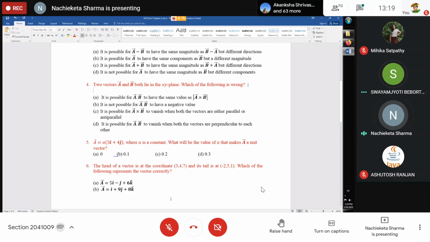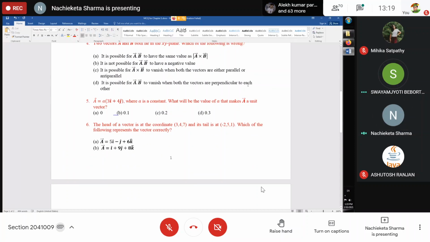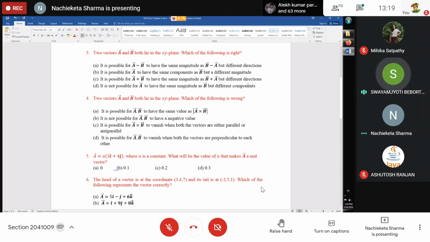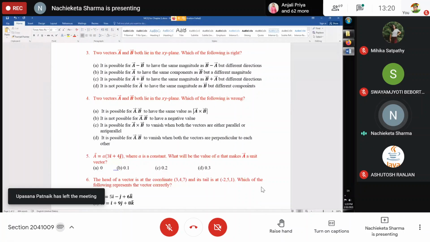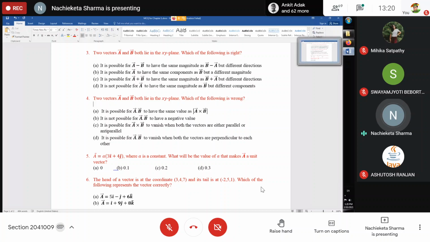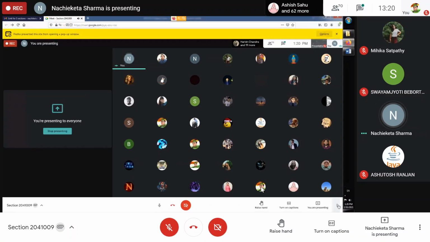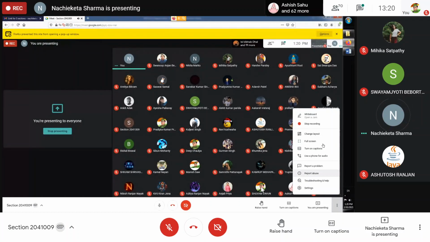Sir, excuse me, sir. Yes. Sir, in question number 3, can you explain the option B part again? It is possible for A to have the same components as B, but a different magnitude. That is not possible. Why is it not possible? Let me explain to you. Okay, just wait.